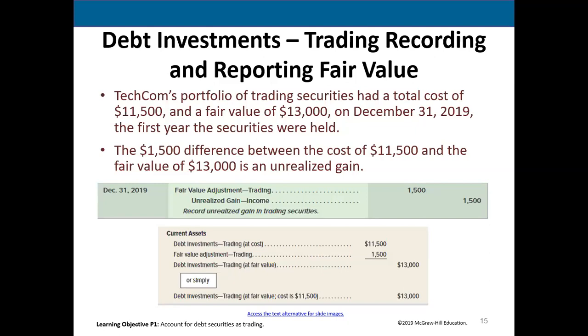On the date they bought this, let's say it was October 1st, the company paid $11,500. So they would have debited debt investment $11,500 and credited cash $11,500. So currently in the company's general ledger T account for debt investment, there's a balance of $11,500, what we paid for it.